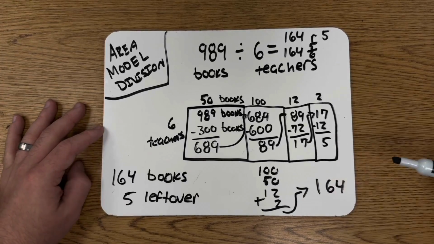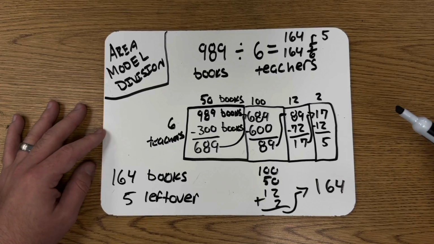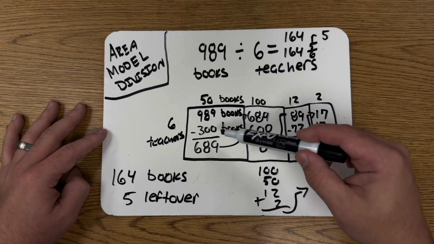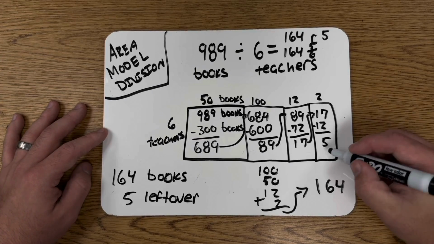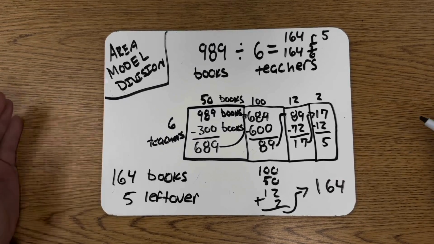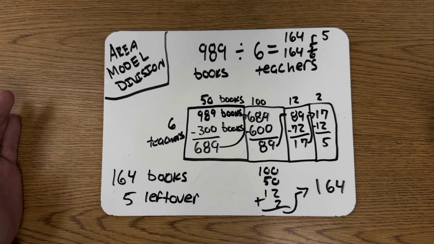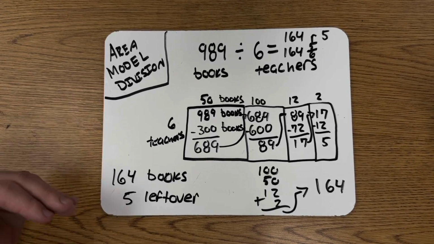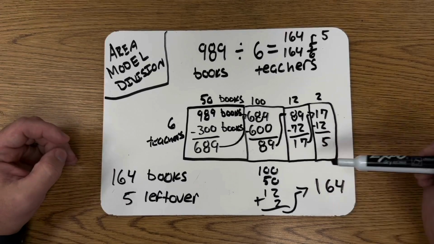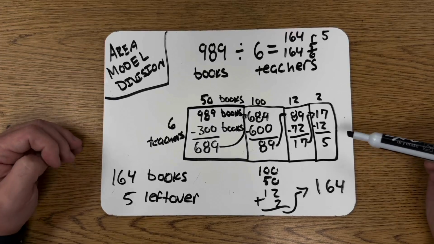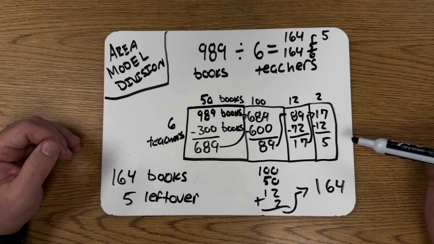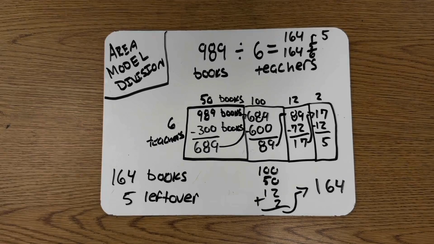If they only know 6 times 10, they can distribute 10 books at a time to each of these teachers. It's going to take them a while to be able to get to this final step here and see that they have a remainder of 5 because they're only doing 60 at a time essentially. But it is a valid strategy and it does work. So it allows students to figure out what makes sense the most for them. So that's why we like using area model, because it breaks it down for the students and meets them where they are. Let's see how that would look with another problem without writing books and teachers on there.